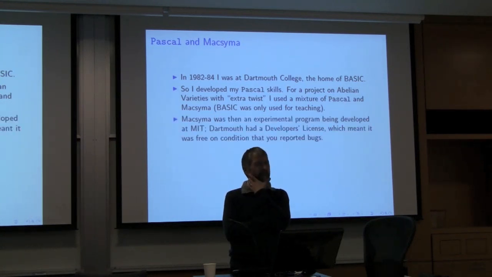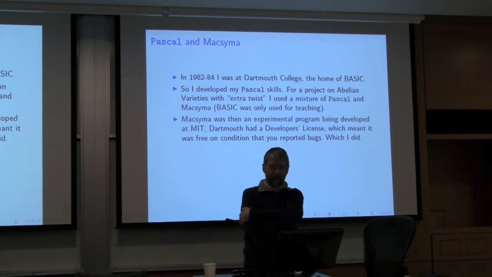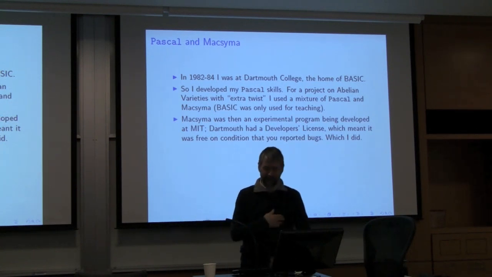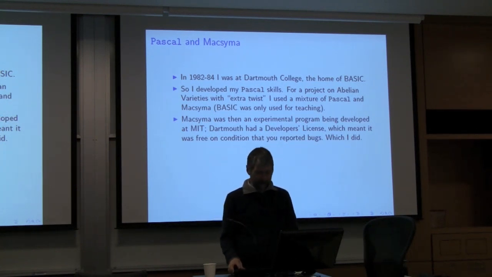So Maxima, yes. Now this was something completely new, a completely new world. You could multiply x by x and get x squared. Symbolic algebra. You could integrate, differentiate functions. And Dartmouth had a developer's license for this, which is good because it meant that it cost nothing on condition that you reported bugs when you found them. I did. I managed to invert a matrix once and multiply it by the original. It wasn't the identity. I still have a letter from the people at MIT saying, "Thank you, we've already fixed this bug."